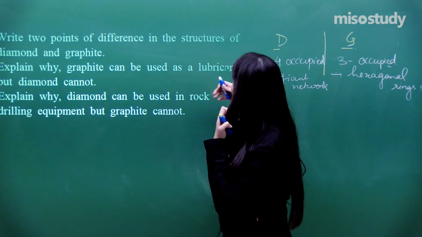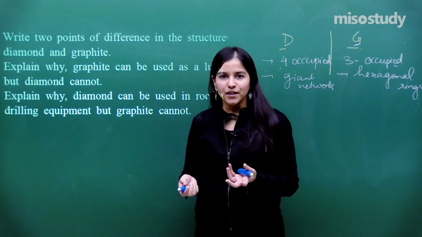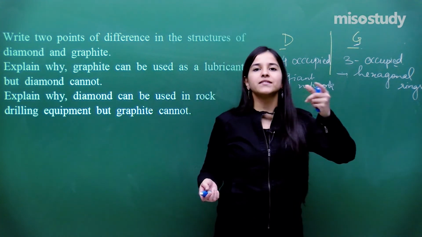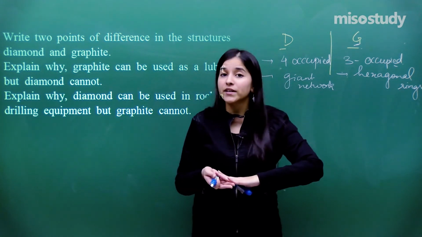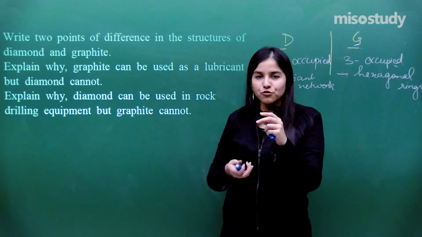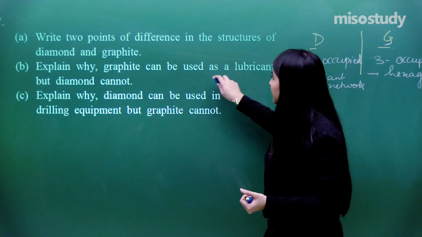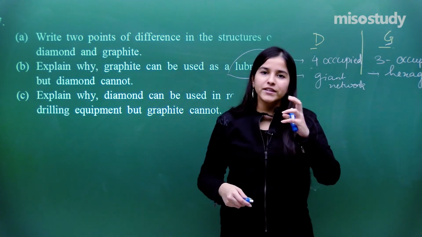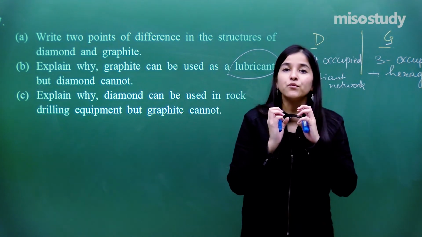Explain why graphite can be used as a lubricant, but diamond cannot. Because graphite has only 3 positions occupied, 1 is still left, and these hexagonal rings are stacked onto one another with very weak bonding, and that is why these layers are slippery. Due to the slipperiness, it is soft to touch. That is why graphite is a very good lubricant, but diamond, on the other hand, having this gigantic network of covalent bonds, will be very, very hard.